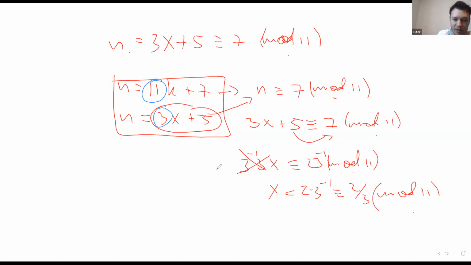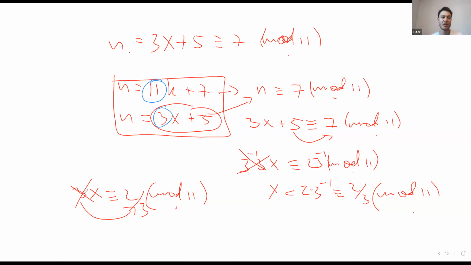So in some sense, what happened is we had 3x congruent with 2 mod 11. So what I did is I just divided everything by 3, and the 3 just disappeared, right? Now you might say this looks like something illegal. You can't really divide by the 3, but I'm not dividing by the 3. When I say that I divide by the 3, I mean I multiply by 3 inverse. 3 inverse is the inverse of 3 mod 11.